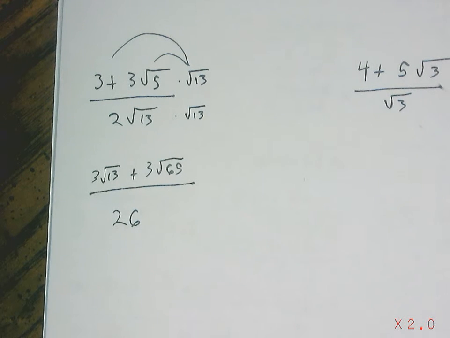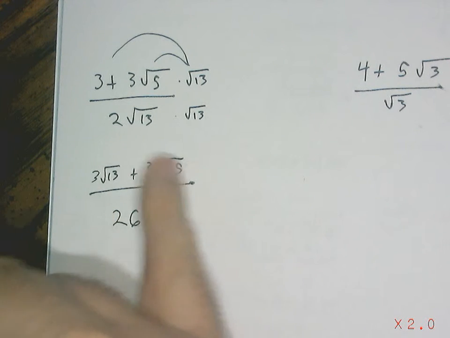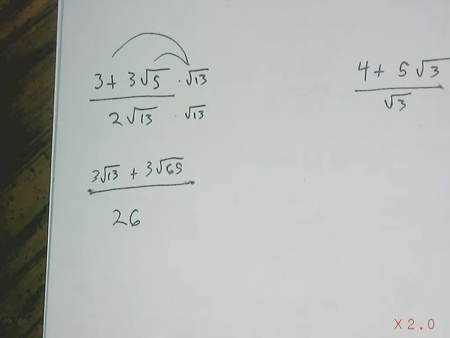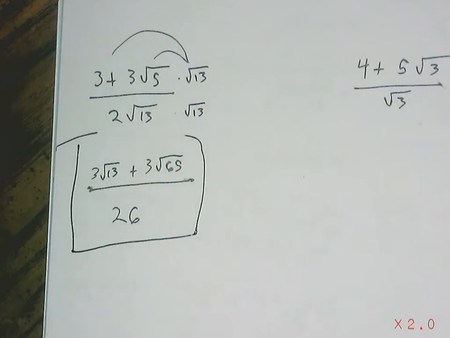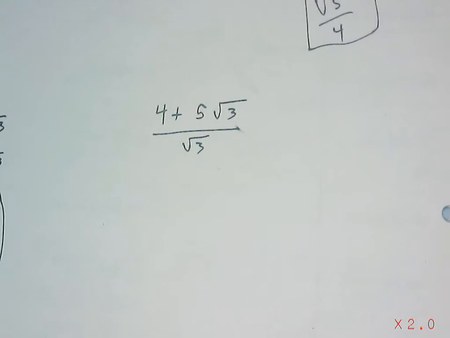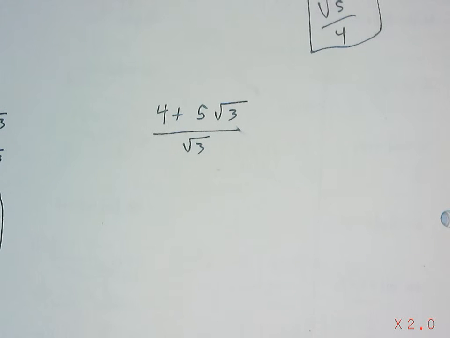Now, is there anything I can cancel out there? 3 doesn't go into 26. These are not the same root, so I can't combine them. So that's as simple as I can get it. That's my answer. That actually wasn't too bad. Okay, let's look at another one. So again, it's already at its most basic root there.